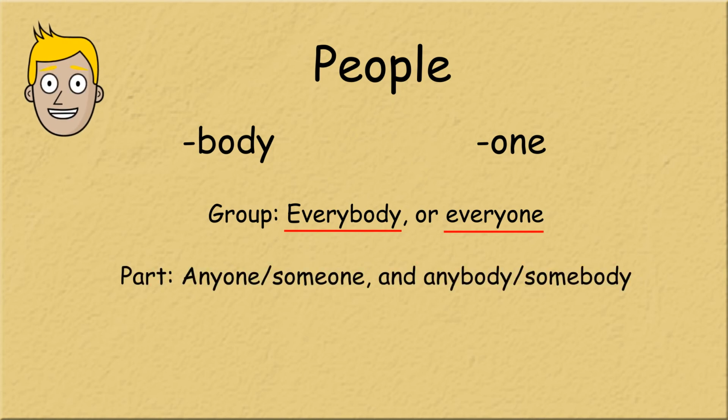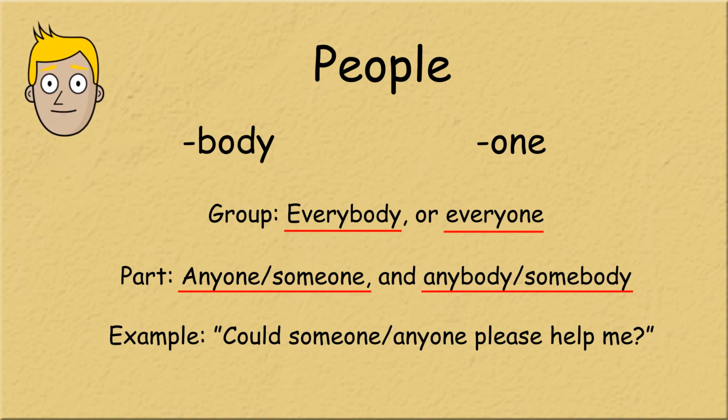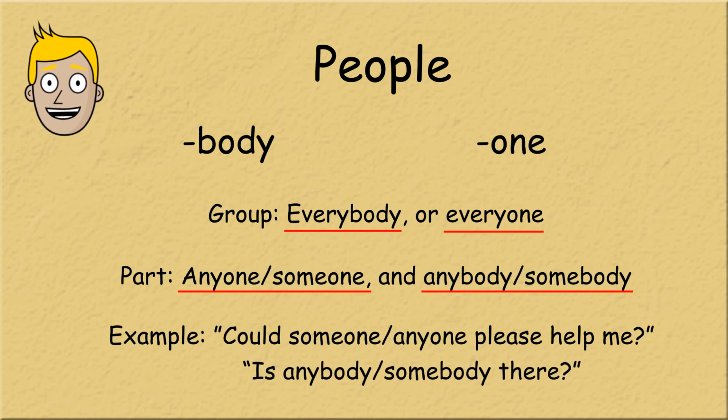When referring to a part of a group, we can use the pronouns anyone or someone and anybody or somebody. An example could be, could someone or anyone please help me? Or, is anybody or somebody there?